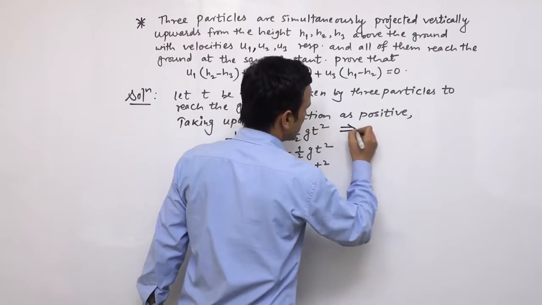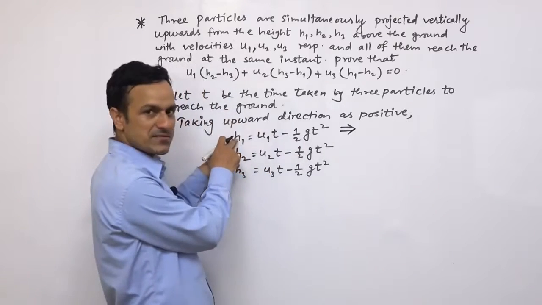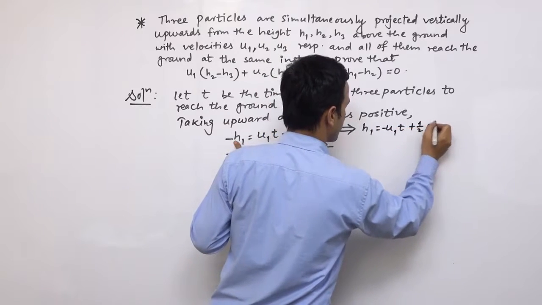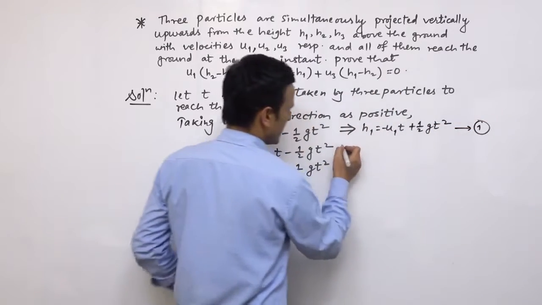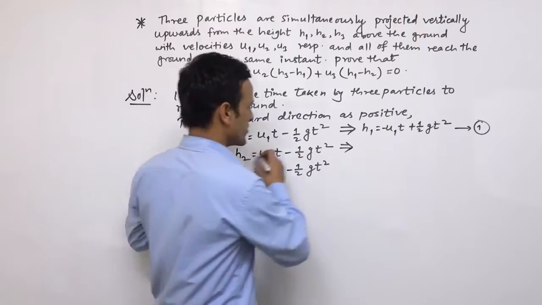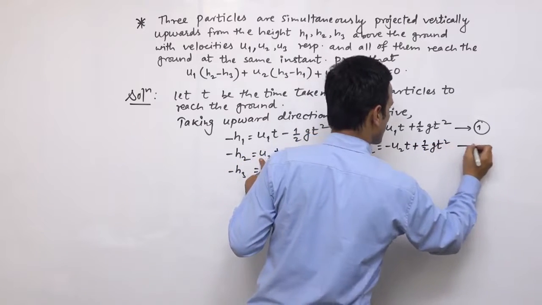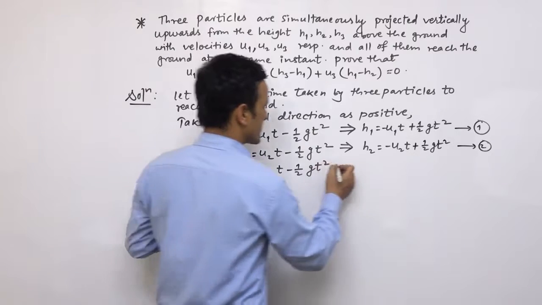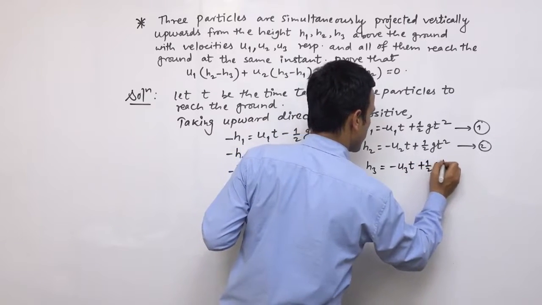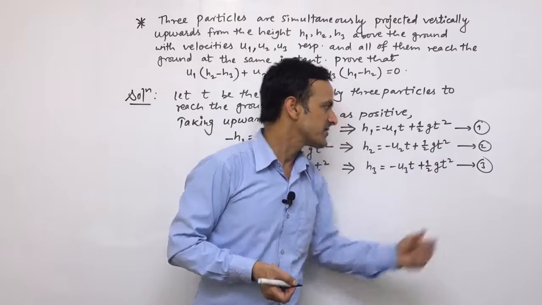Now, we can remove this minus from every equation. So if you remove this minus from the first equation, it will be minus u1 t plus half g t square. It is equation 1. And from this equation, if you eliminate the minus from here, all signs will be changed, and plus half g t square, it is equation 2. Similarly, this equation becomes h3 is equal to minus u3 t plus half g t square, equation 3. So we finally obtain these equations from here.